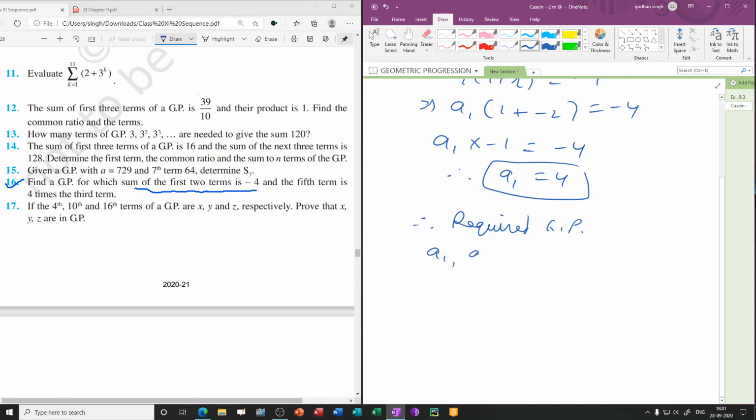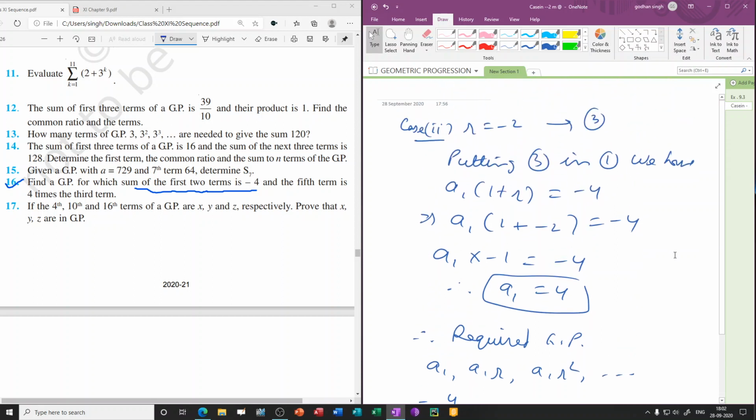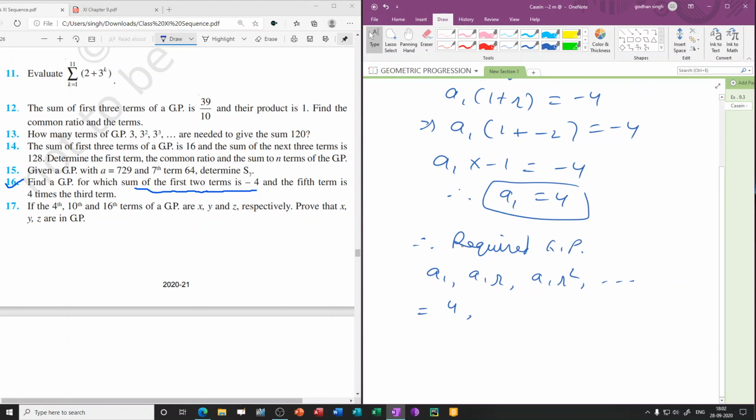A1, A1R, A1R square and so on. That is equal to, what is A1? 4. And what is R? Our R in case 2 is minus 2. So 4 into minus 2, then 4 into minus 2 whole square and so on.